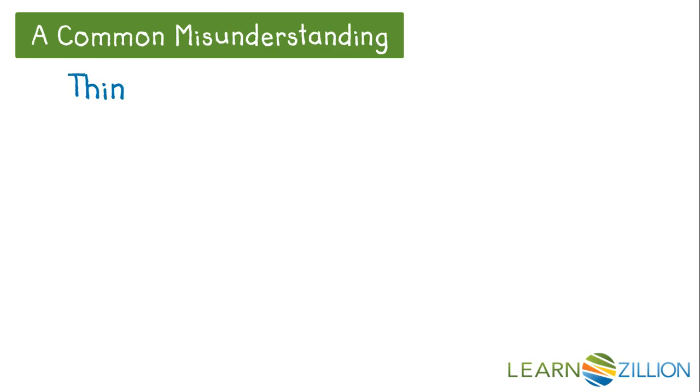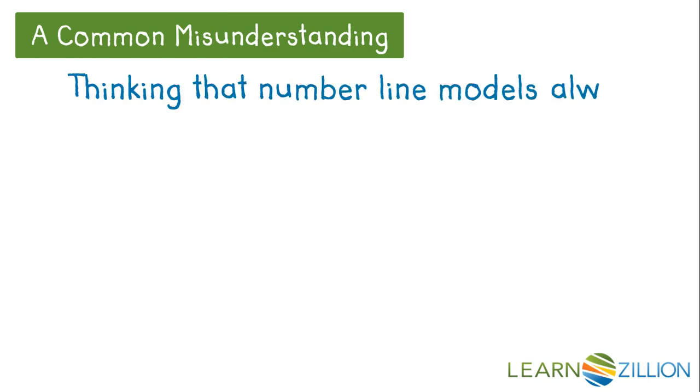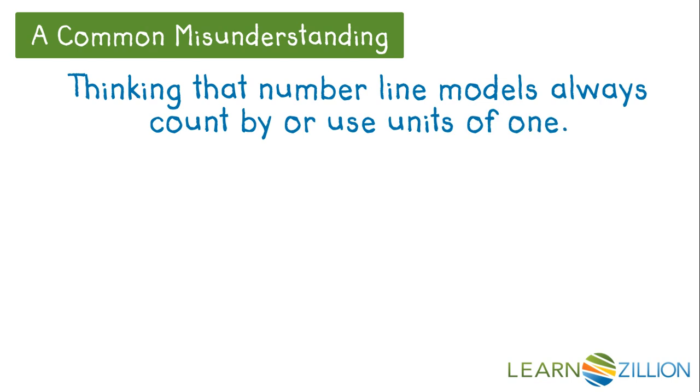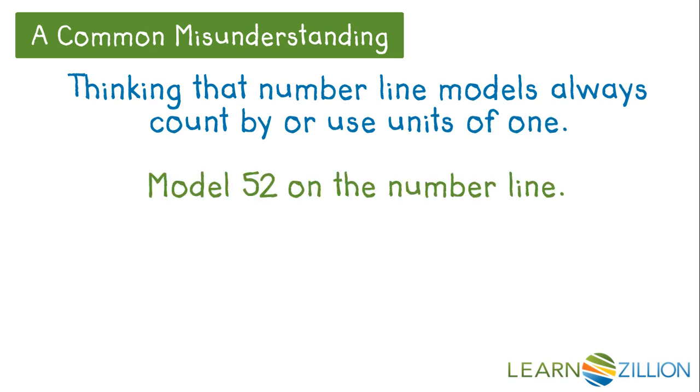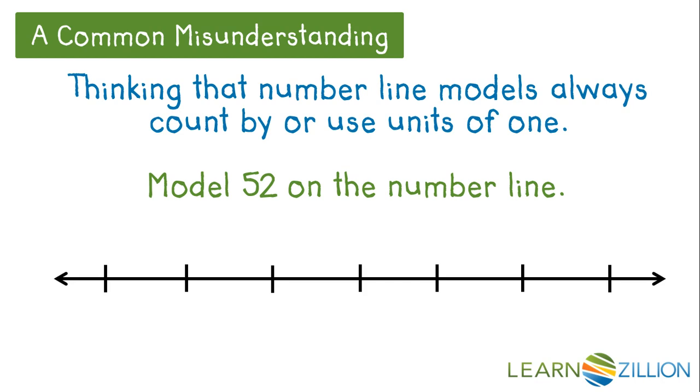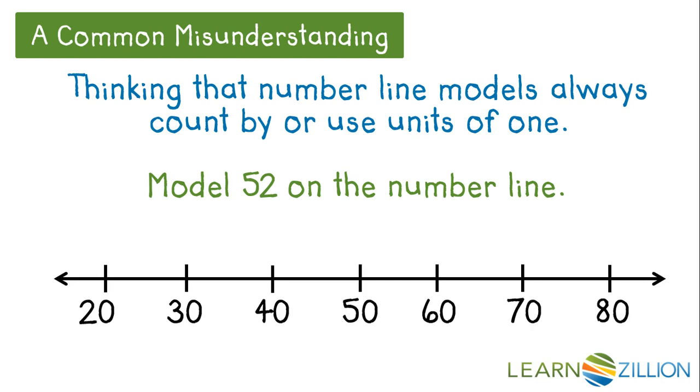A common misunderstanding when using number lines is thinking that number line models always count by or use units of 1. If we were to put 52 on a number line, let's see what that looks like. 5 tens, we know is 50, and we have 2 ones. Two more jumps. 1, 2. Uh-oh. That brought us to 70. We want to show 52.